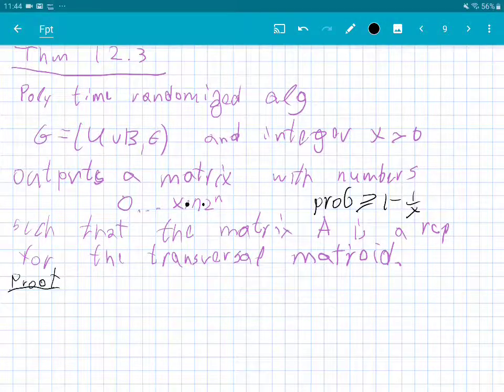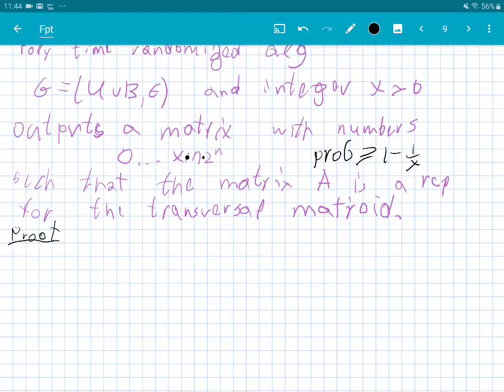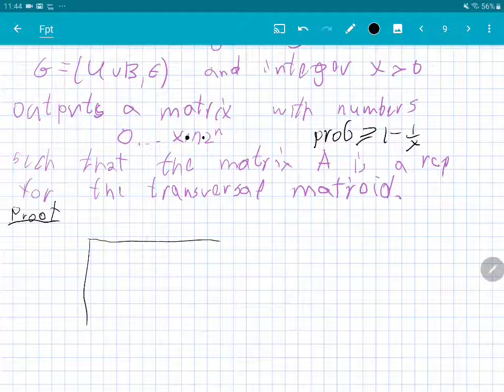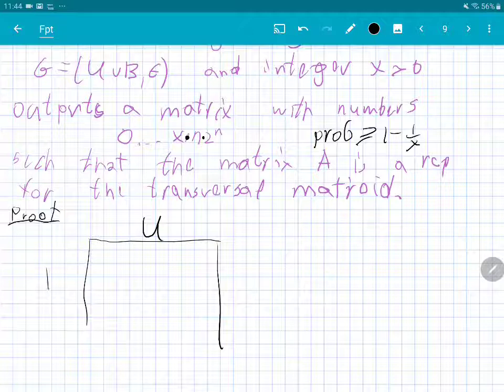And the proof, it's one of those tricky ones. It's not hard, but you kind of have to think in a strange way. So what is going on? We're going to put u in the columns because what else can we do? And we're going to put v in the rows, right?